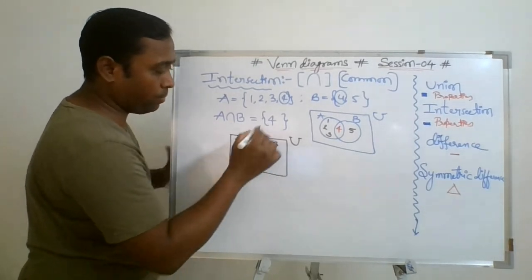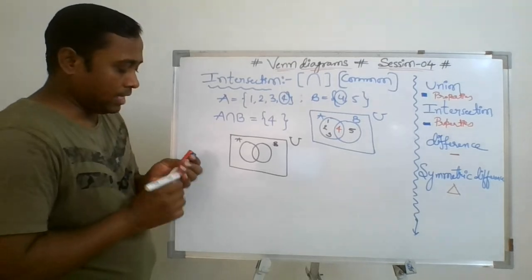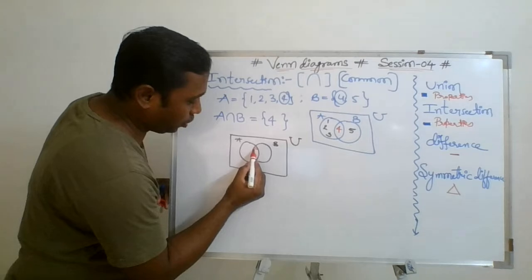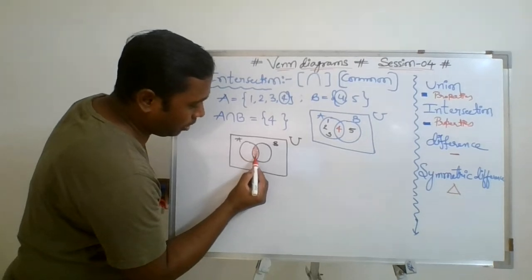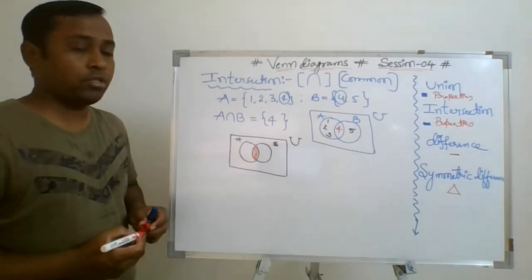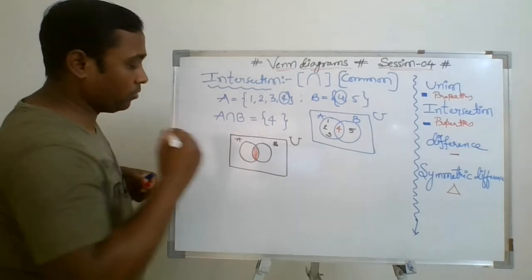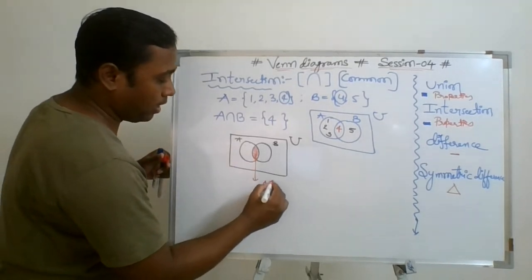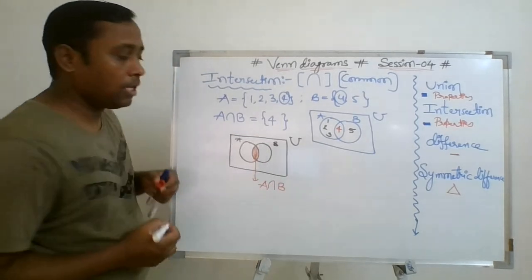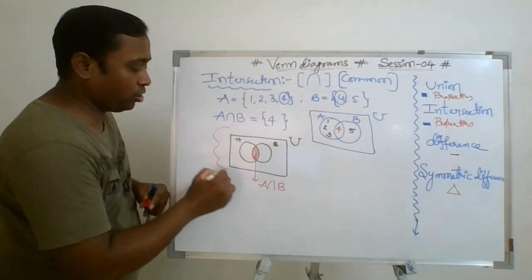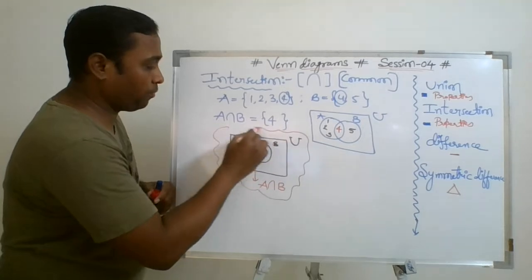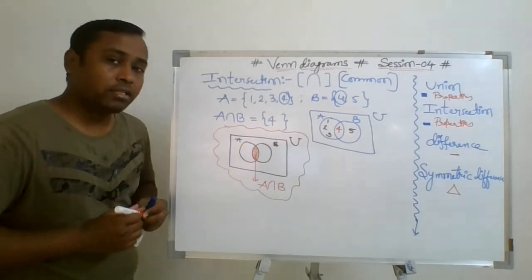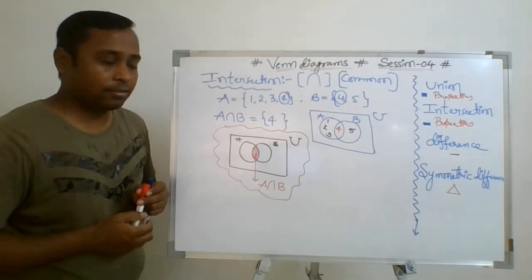It's A, it's B. Now, what is the intersection of the two sets? I'm just shading the common area of the two sets. So this is called what? Intersection of two sets. This portion is represented by A intersection B. So this representation is called a general representation of intersection of two sets.